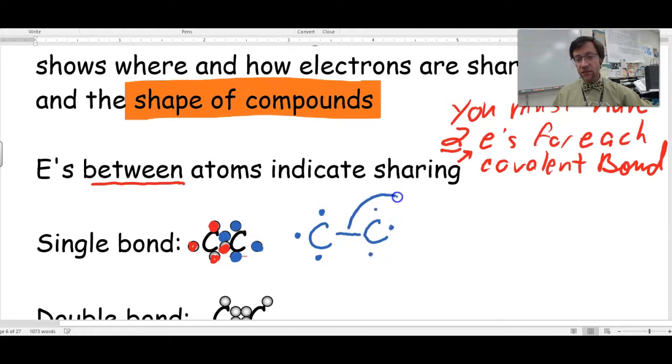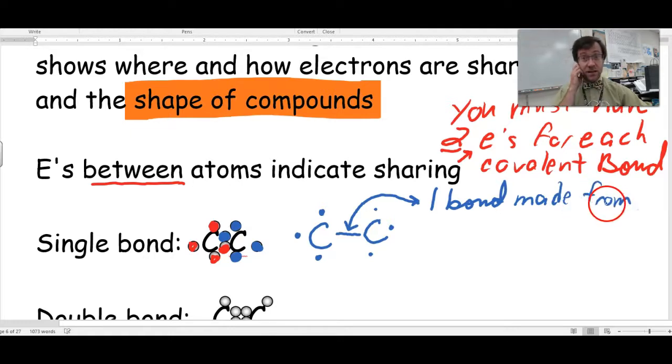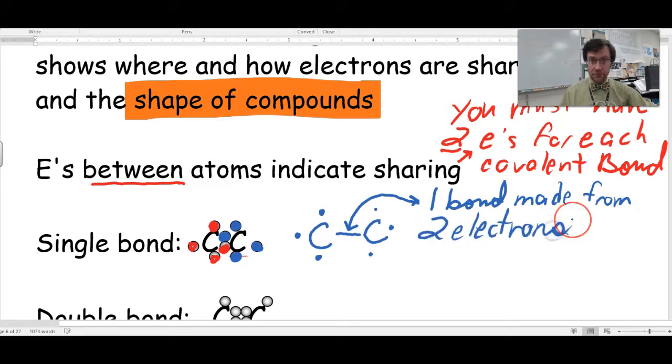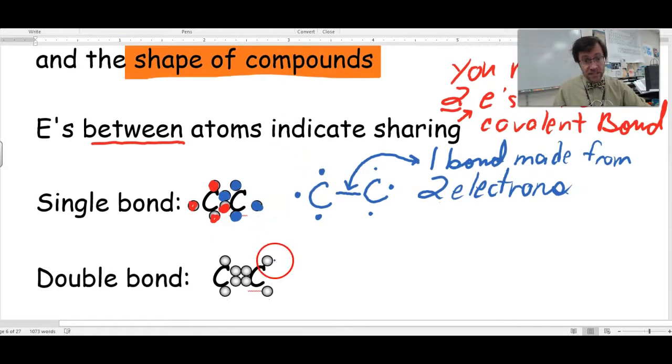So what does that line represent? That line represents one bond made from how many electrons? Made from 2 electrons. Got it? Awesome. Now that line is going to be really nice, like that shorthand, because once you start drawing these things, like this is just one bond and 2 atoms. You get something with like 7 or 8 atoms. It's like, ugh, you can go crazy with all the dots floating around. It's really cumbersome.